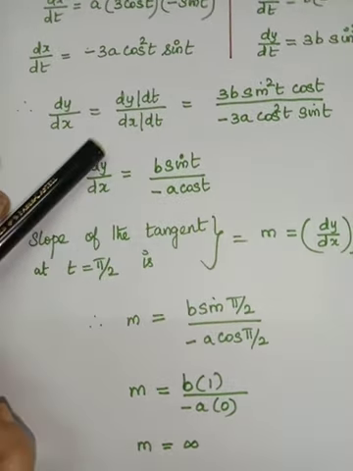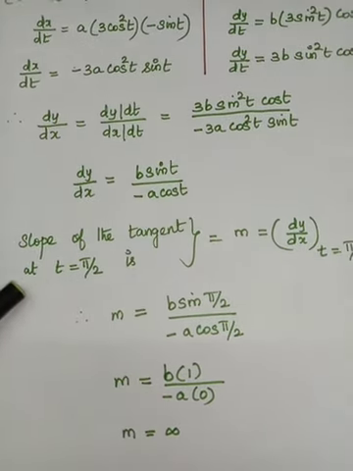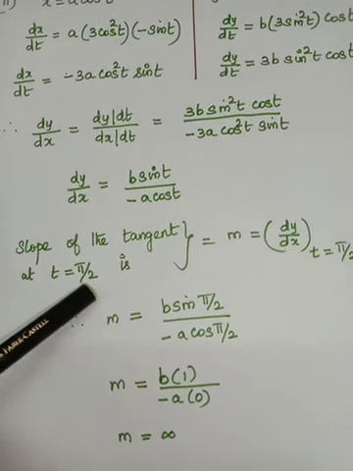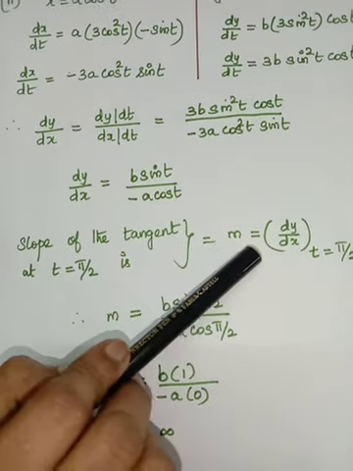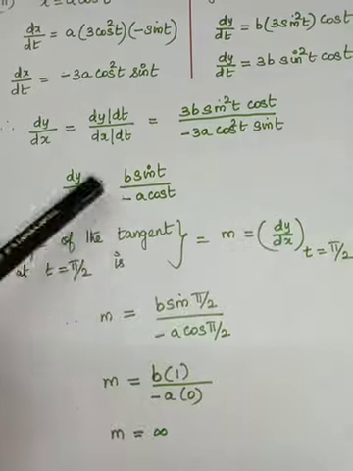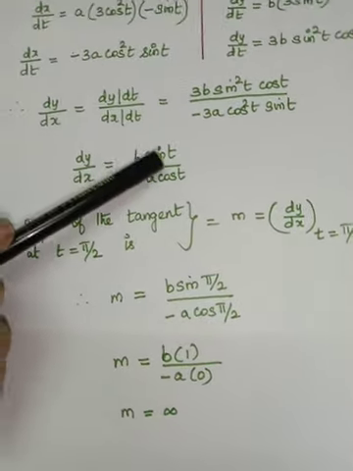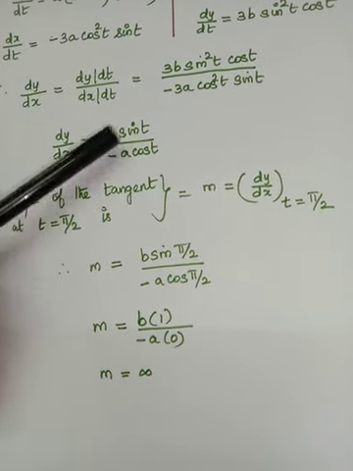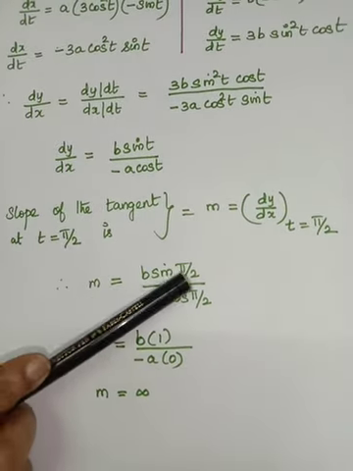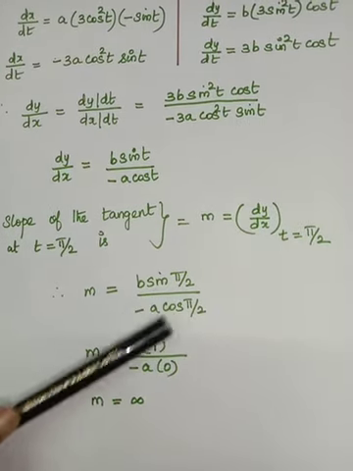Okay, so we have found dy/dx. What is needed? Slope of the tangent at t = pi/2. So m = dy/dx at t = pi/2. This is your dy/dx. On that, you have to substitute t = pi/2. So b sin(pi/2) divided by -a cos(pi/2). What is sin(pi/2)? It is 1.